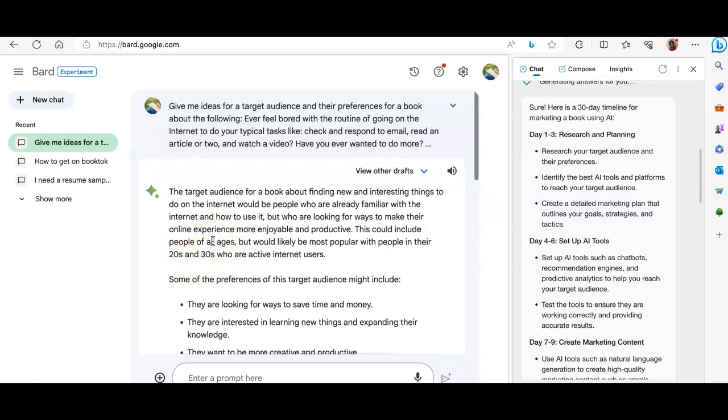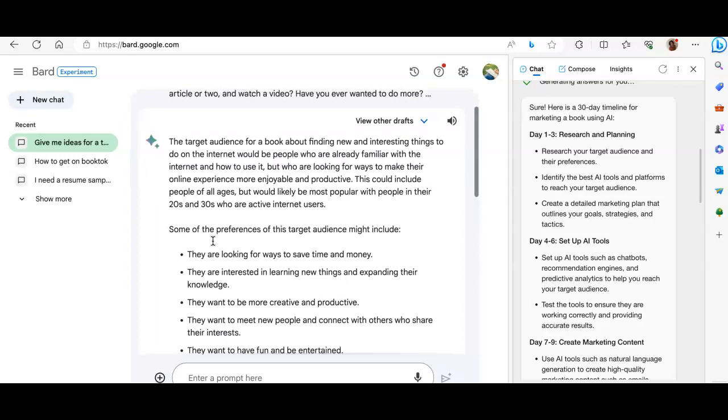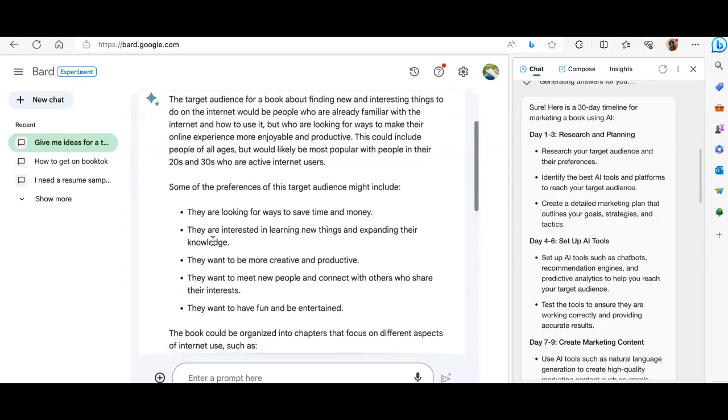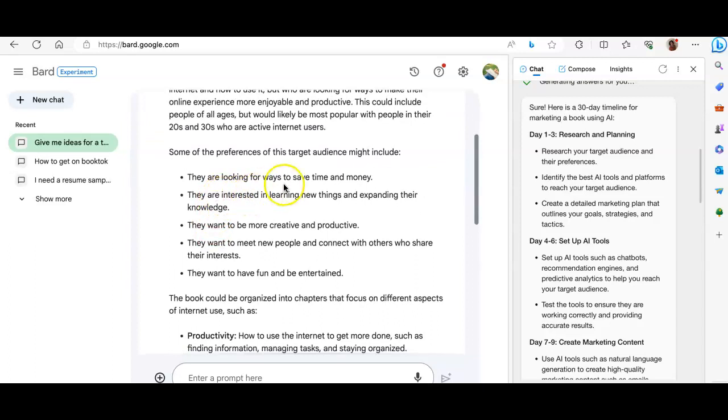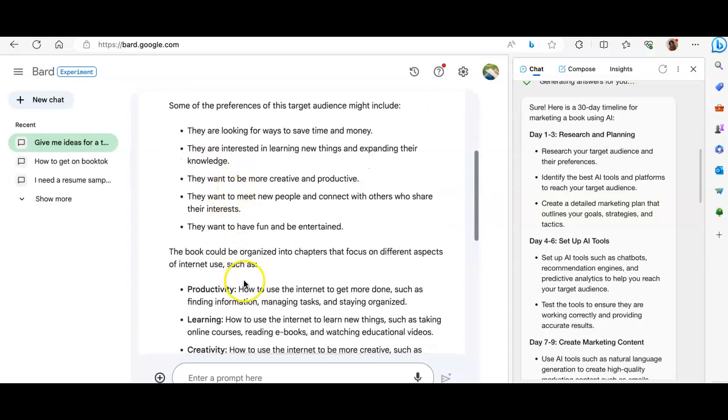And my actual shoppers have been older than that, but that's good, which means that if I'm going to market the product, I need to start targeting 20s and 30s, okay? Some of the preferences of this target audience might include they're looking for ways to save time and money. They're interested in learning new things and expanding their knowledge. They want to be more creative and productive. And then there's some cool information that follows.